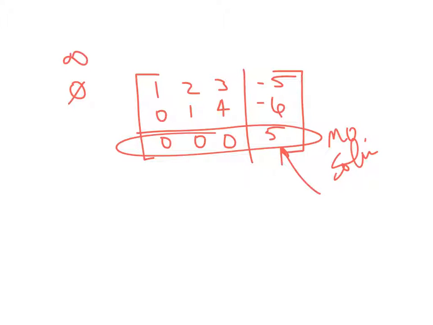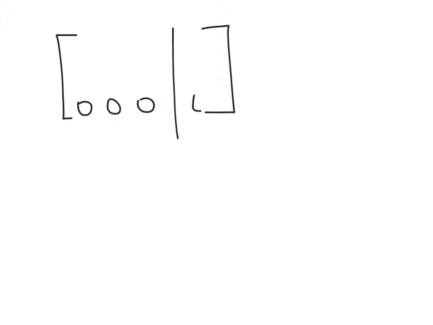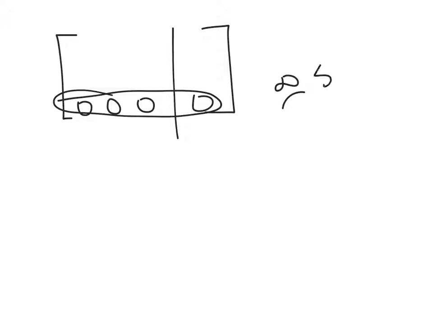All right, so let's look at what it would look like if we had an infinite number of solutions. So we have, again, our augmented matrix, and let's say that we have 0, 0, 0 here, but instead of a number, we have a 0 there. So the entire row is zeros. Then we have an infinite number of solutions there.